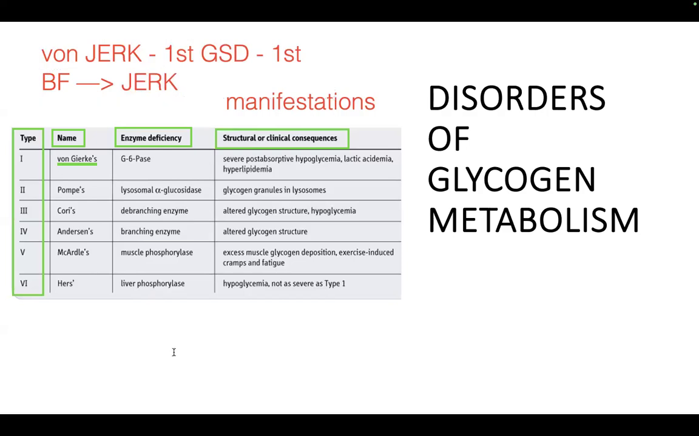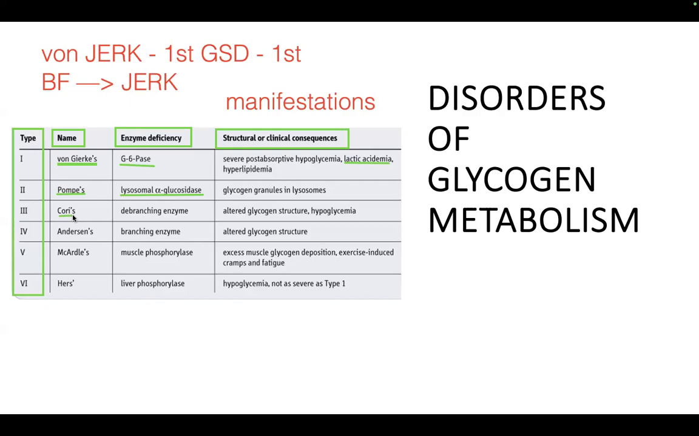See, von Gierke. Now, the enzyme deficient, take note, is glucose 6 phosphatase. The usual manifestation of von Gierke's, the key manifestation, is lactic acidemia, and they also present with elevated lipids. Pompe, let's pronounce this as Pompe, has a deficiency in alpha glucosidase.